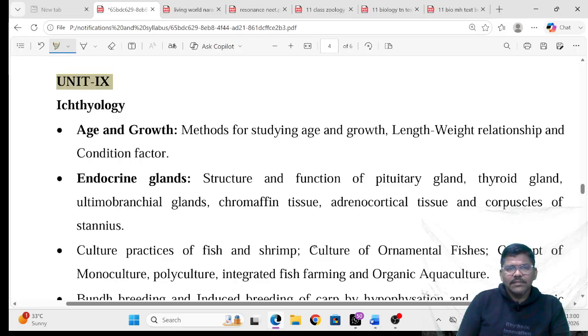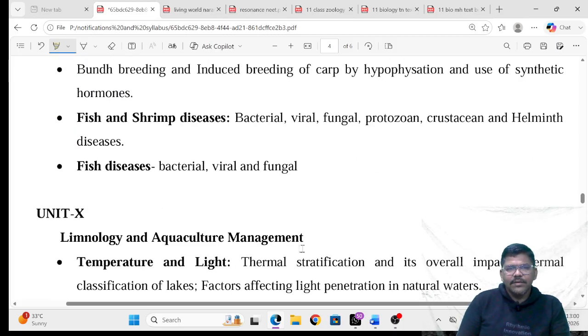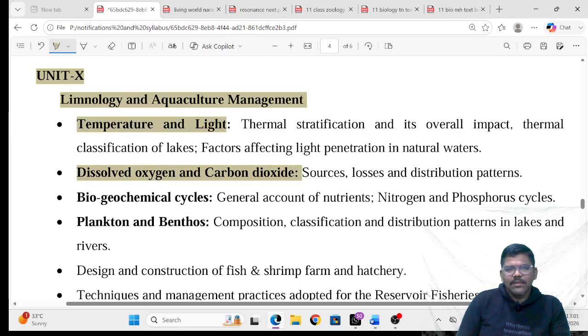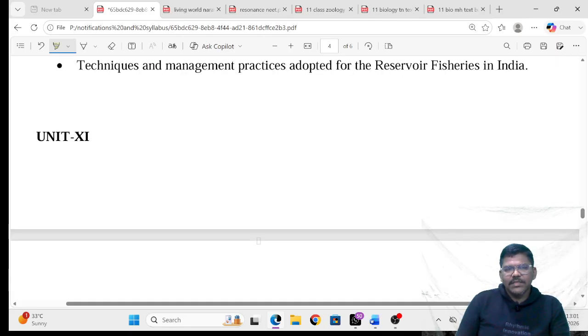In unit 9, ichthyology. Study of fishes is called ichthyology, that you need to read. Age and growth, endocrine glands in the fishes, and fish and shrimp diseases, fish diseases need to be read. And unit 10, limnology and aquaculture management, temperature and light, dissolved oxygen and carbon dioxide, biogeochemical cycles, and plankton and benthos that need to be read.